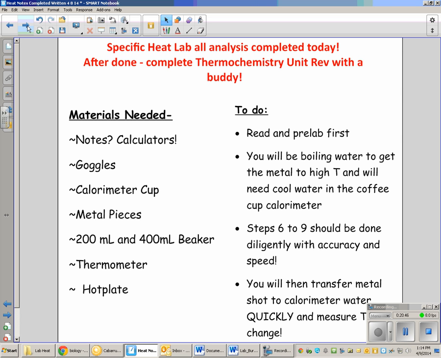What you're going to do is you're going to heat up water on a hot plate. Heat it up with a beaker.